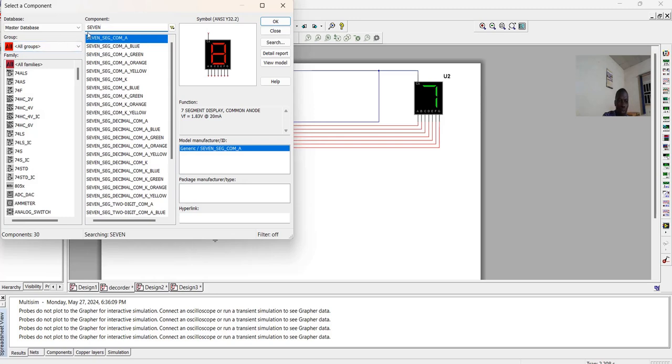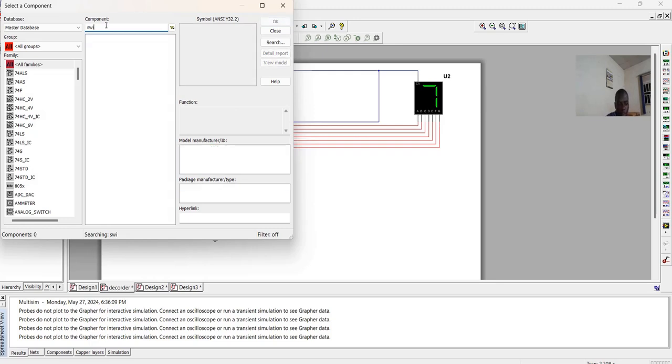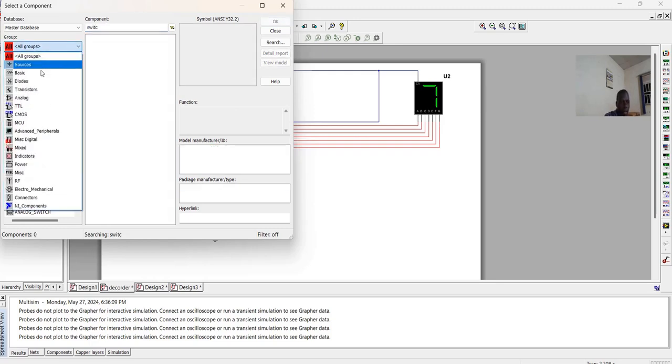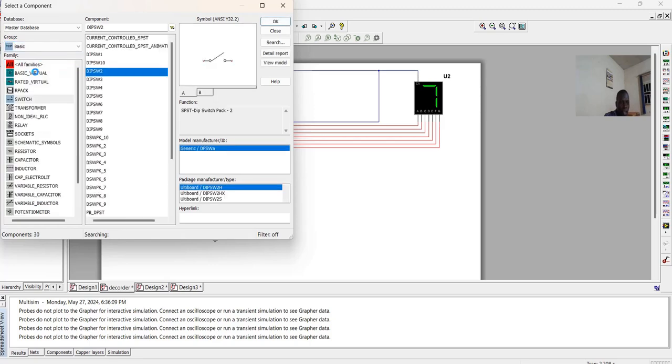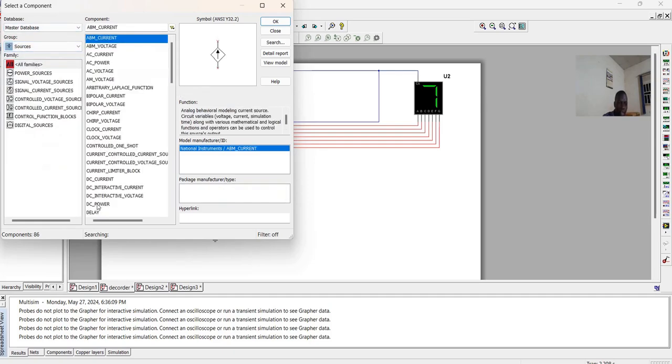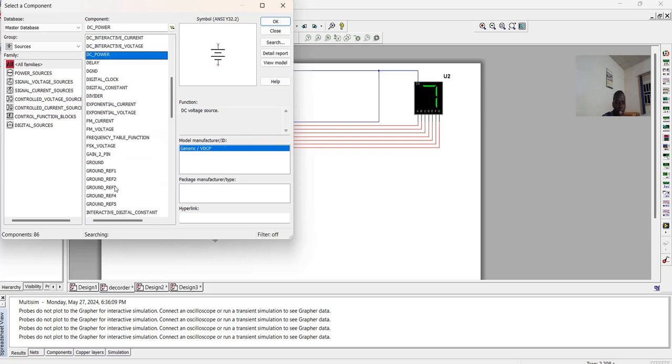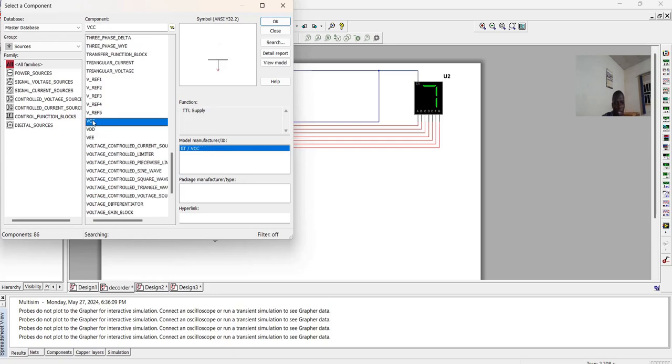Then we go to, if we want the 7447, that is your decoder. Then your switches, you can get them also. If you want the switch, you can come here and look for basic, then you look for a switch. If you want the power source, you can also go to sources and pick your DC power. You can pick your VCC. VCC is here, so whichever source you want to use.